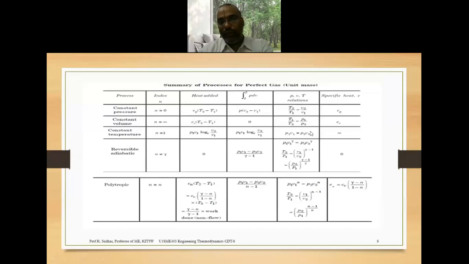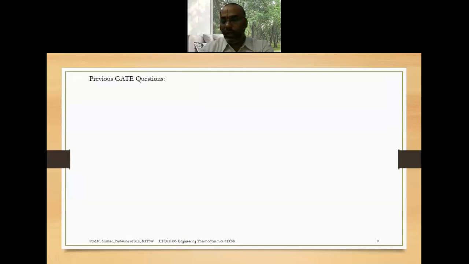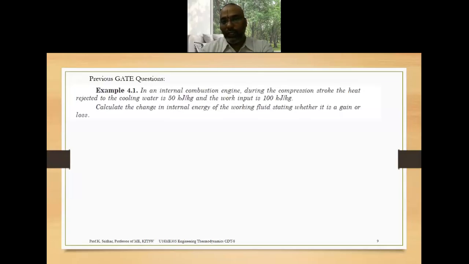So these three processes only we are going to discuss. The adiabatic and polytropic processes we will discuss in the next class, because this class is confined to only constant pressure, constant volume and constant temperature processes. So based on these important relationships, now let us discuss the previous GATE questions which were asked on the constant volume, constant pressure and constant temperature processes. So let us see the first problem.